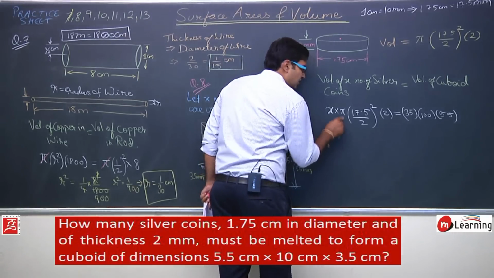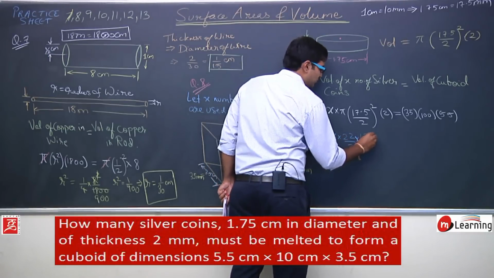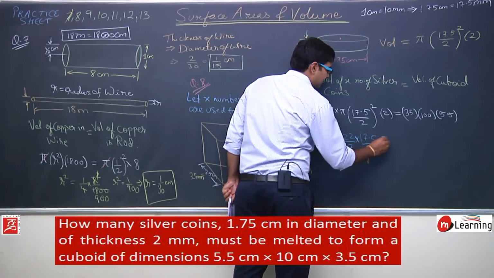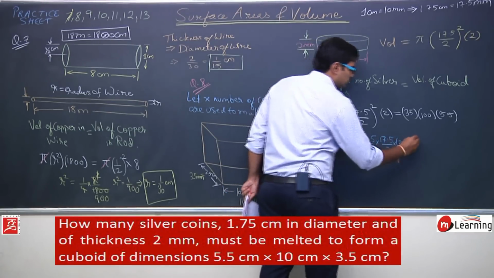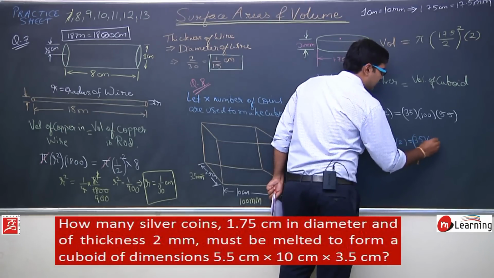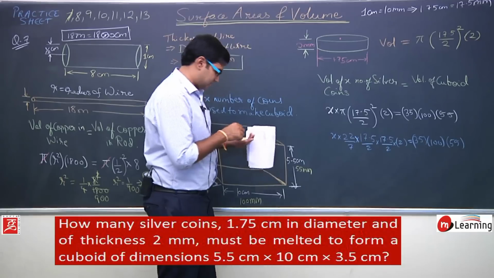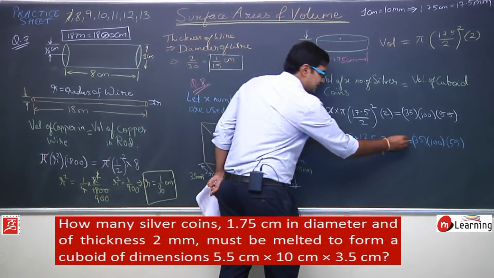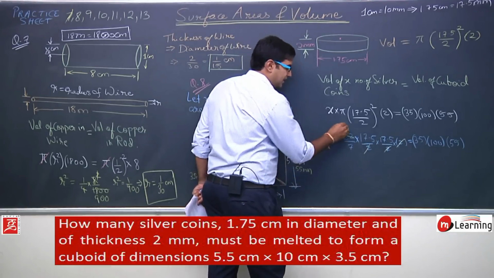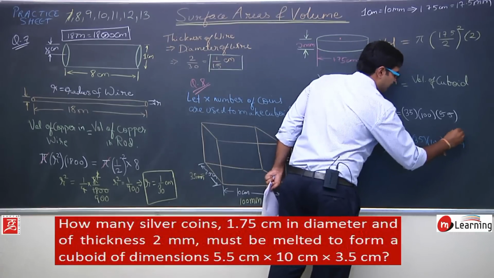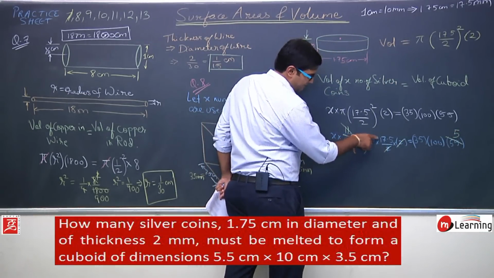So it will be x into now pi. Pi can be written as 22 upon 7 into 17.5 upon 2 into 17.5 upon 2 into 2 is equals to 35 into 100 into 55. Now let us solve this. I will cancel this 2 with this 2, then I will cancel this 2 with this 11, okay, then I will cancel 11 with this 55 as 5. Now I will be left with x into 17.5.